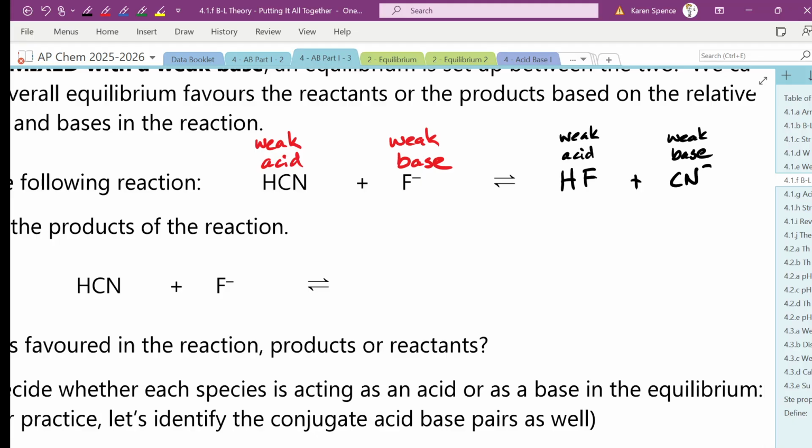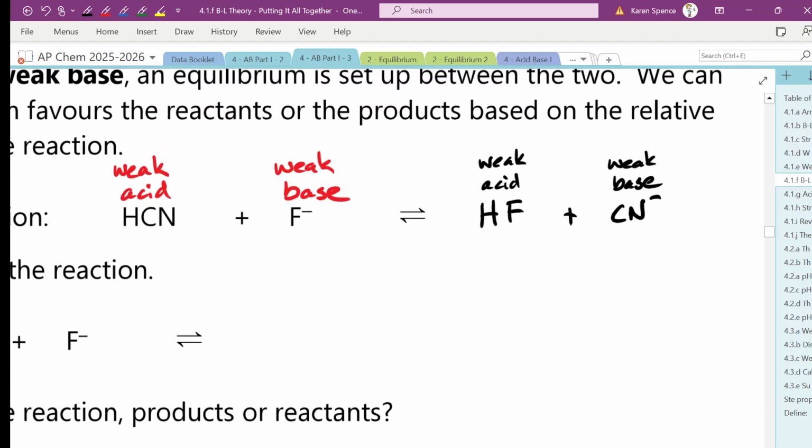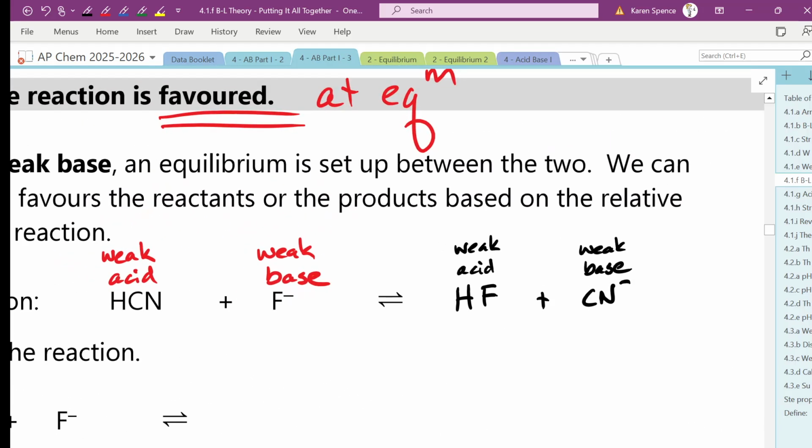So, how do we predict whether the products or the reactants are favored? Where do you think you might look that might help you figure out? You might look at KEQ. Yes, absolutely, you can do KEQ. But before we go there, we're going to do it just qualitatively without using numbers. States, everything's aqueous.